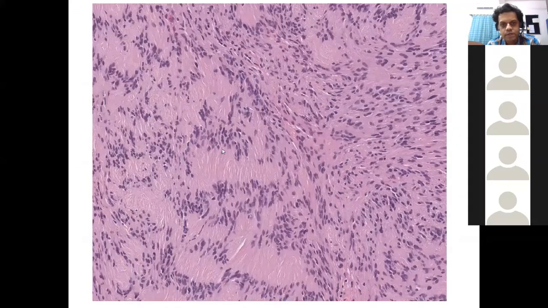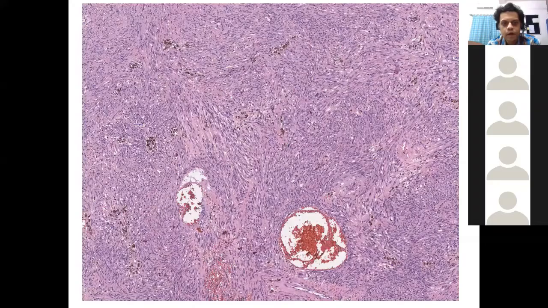So this is a nice example of verocay body formation, palisading. Over here, however, we see that the cellularity is a bit more, and the pattern is going more in the form of intersecting fascicles actually, and the palisading is not that obvious. The Antoni B region is admixed with this area. It is almost in close proximity and blending with this cellular region, and as we see, there has been a lot of hemorrhage extending from the Antoni B region into this area, which is why you have all this hemosiderin.